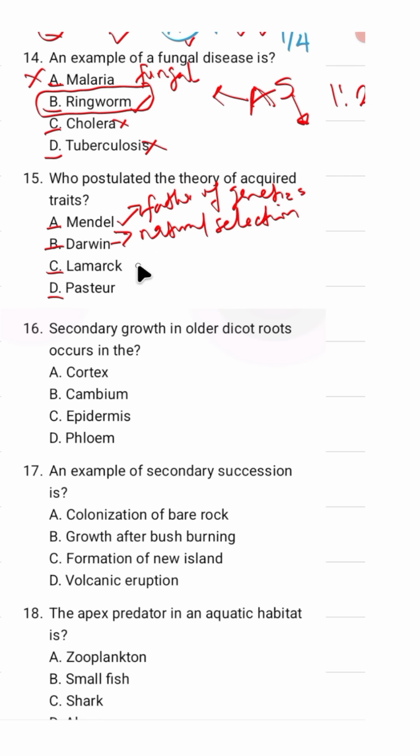So this Darwin guy was influential in the field of evolution. Sometimes they call him the father of evolution. He didn't postulate anything on acquired traits. Let's look at the next guy called Lamarck.